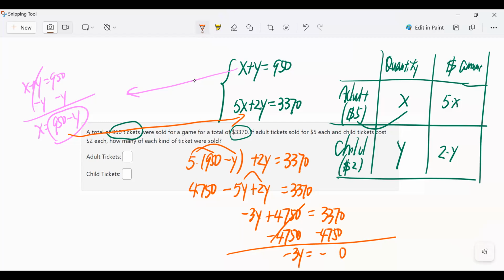So 4,750 minus 3,370. Get a borrow one, so that's not right. So get a 15 minus 7.